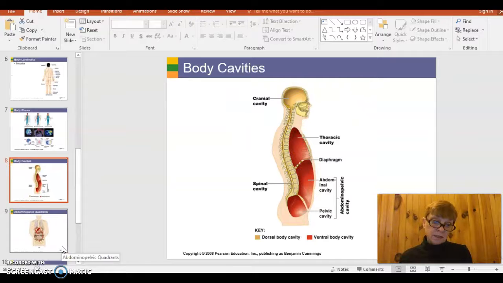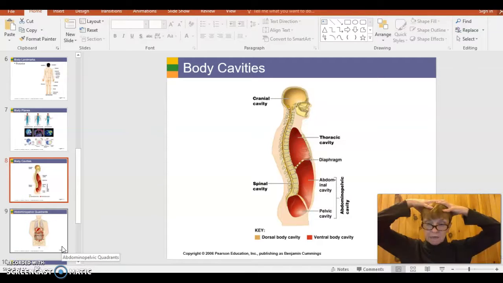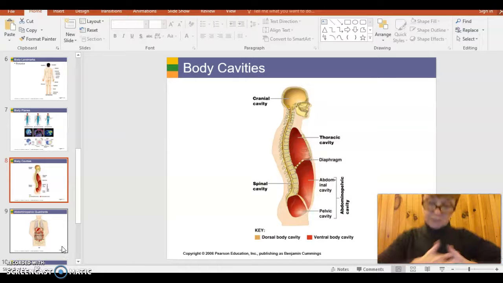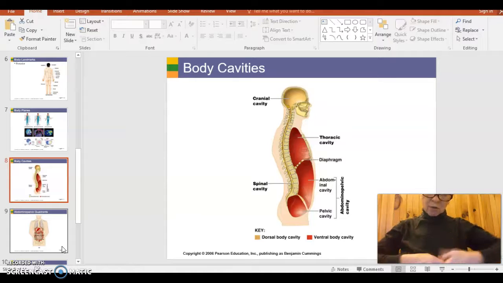And here are the cavities of the body. The cranial cavity is where your brain sits. So this is called your cranium. That includes all of the bones of the top half of your skull, your cranial cap. And there are quite a few bones there, and we're going to end up learning all of them, but that's the cranial cavity. The thoracic cavity is the chest area, right up to the diaphragm.